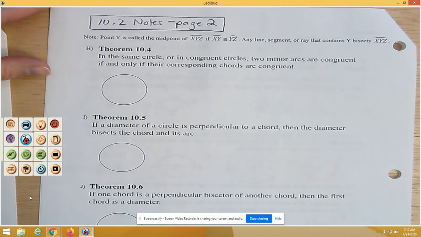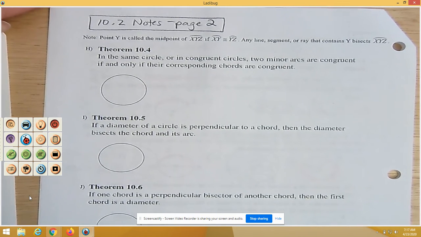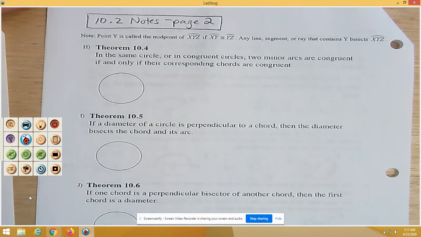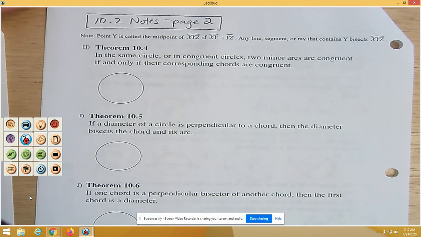In this video, we're going to continue our conversation that I started with you on 10.2 notes. So we started with just looking at arcs, and now we're going to start pulling in a whole bunch of theorems that have chords with them. Remember, a chord is a segment, and an arc is going to be around the circle and just part of that length around the circle. So we're just talking about going from one part to another around the circle.